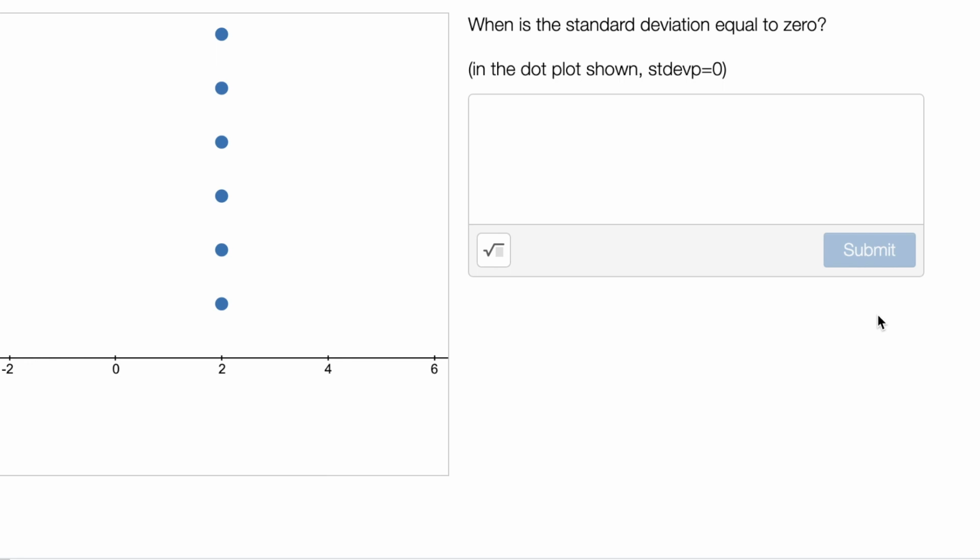All right, look at this one. When is the standard deviation equal to 0? Type what you think here. I shouldn't have to tell you what this is. When is the standard deviation equal to 0? So this one right here, we have all these values at 2. Our standard deviation is 0, and we've talked about this. So go ahead and do that.